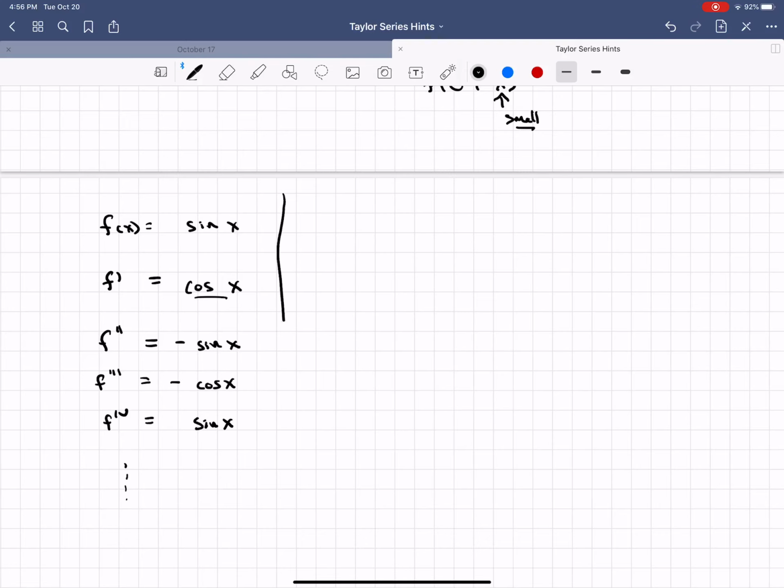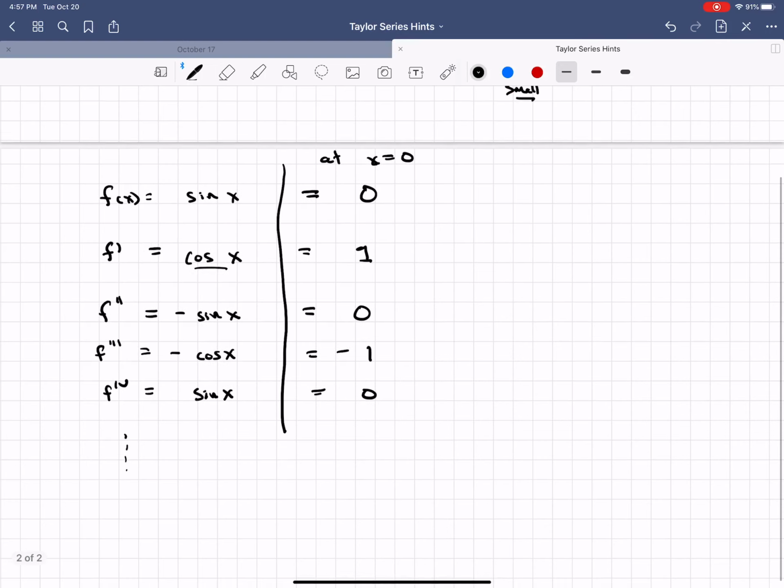Now I said that I was going to take the Taylor series expansion around the point x equals 0. So I'm now going to stick 0 into these functions. At 0, the sine is 0. At 0, the cosine is 1. At 0, minus the sine is 0. At 0, minus the cosine of 0 is minus 1. And then I'm back to 0. Okay, so now I have my numbers.